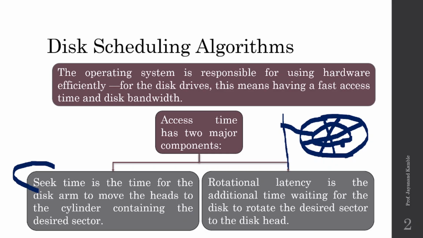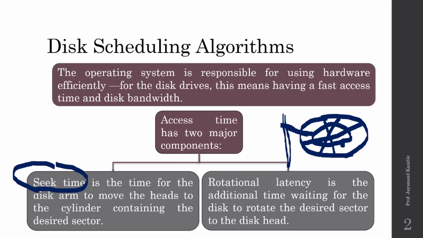Now this read write head, this is the disk arm. So this read write head is going to move right side and left side in this fashion. So whatever time it takes to move the heads to the cylinder containing the desired sector, cylinder 1, 2, 3, 4 and so on, that time is called the seek time.